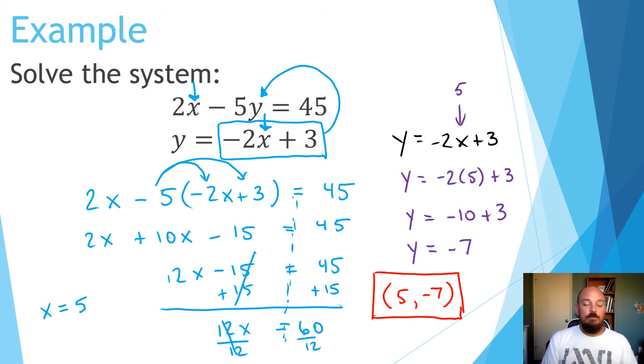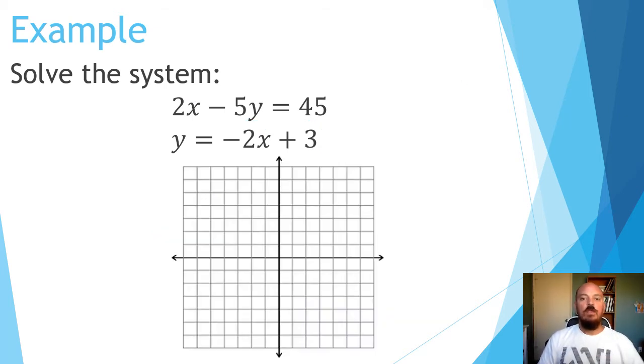Now, what I want to do to wrap up the notes today, it's actually a good review of what we did in 7.1. Let's solve this exact same system by graphing and see if these two lines do cross at the point 5 comma -7. That would be a good test for us. Okay, so here are our same system of equations, same two equations. Let's solve by graphing this time and see if we get that same point.